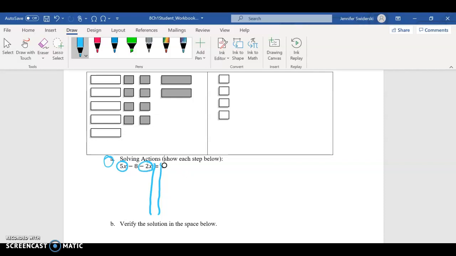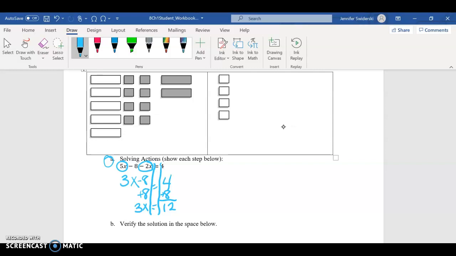What is 5x minus 2x? Well, that would give me 3x minus 8 equals, was it 4? Yes, 4. Now, my goal is to get everything away from that x. So to do that, I'm going to add 8 to both sides because I'm trying to solve for x. So 8 plus 4 gives me 12. Now I have 3x equals 12. How can I solve for x by itself?